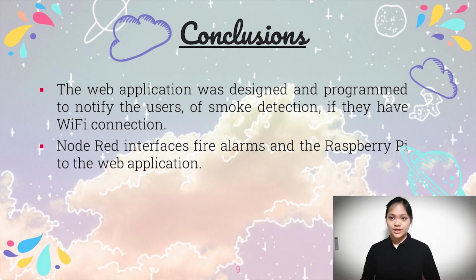For the second objective, Node-RED was the answer to interface fire alarms and the Raspberry Pi to the web application. There were 81 calculated combinations for the fire levels, which were used in the web-based application in Objective 1 and also in the Node-RED flow in Objective 2.